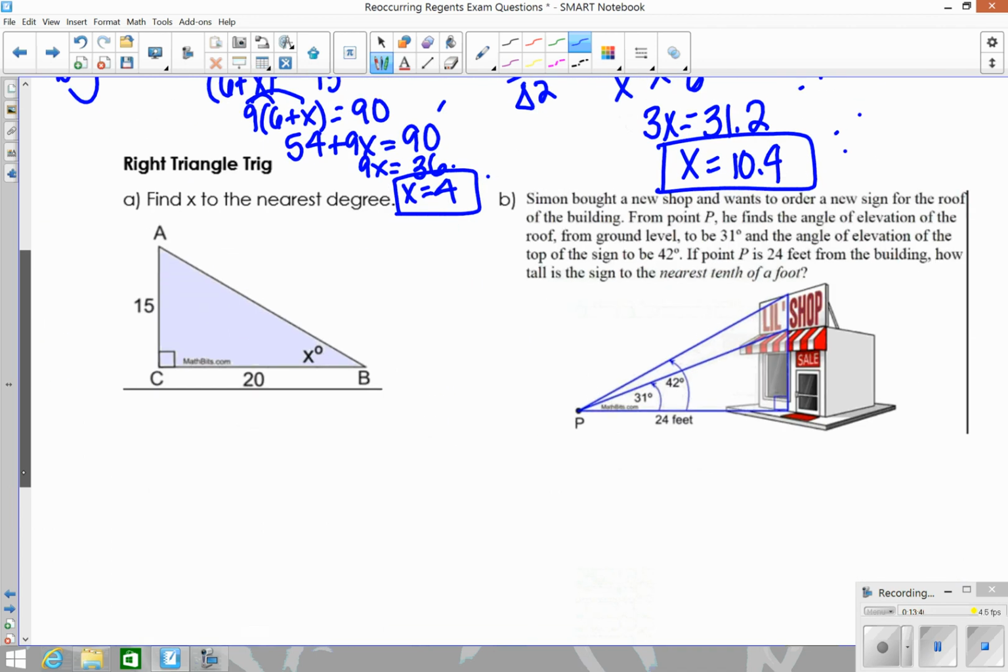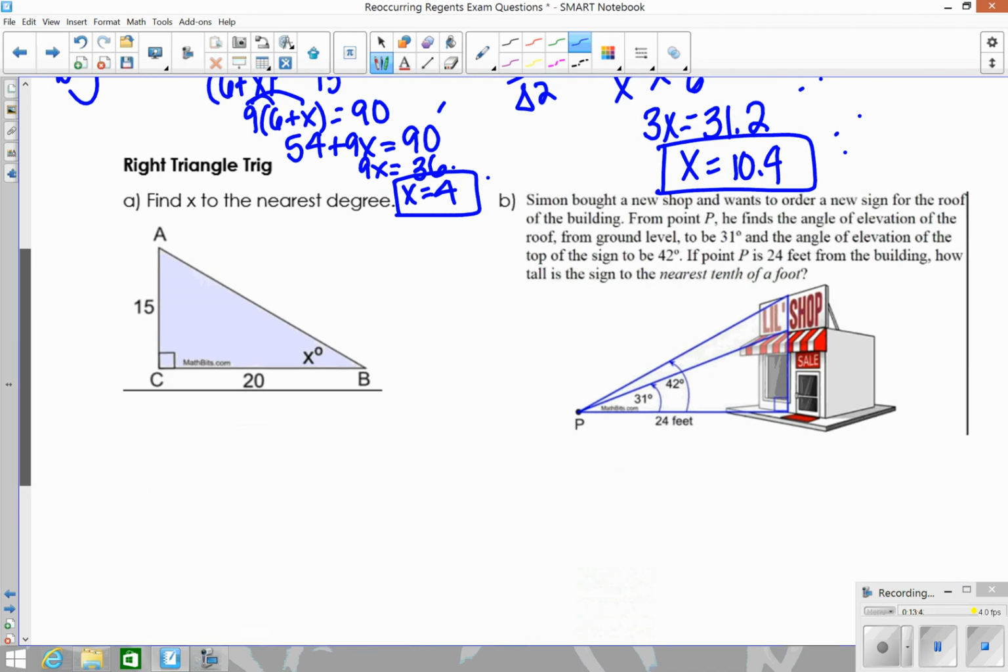And then from there, the next topic is right triangle trig. So right triangle trig is whenever you have a right triangle and you have an angle involved. So you have a couple missing sides and you have an angle that's involved. If it was just two missing sides and you're trying to find the third side, well then that means you would be doing Pythagorean theorem.